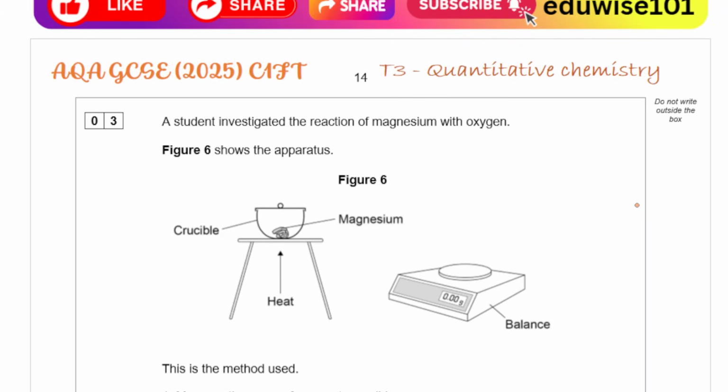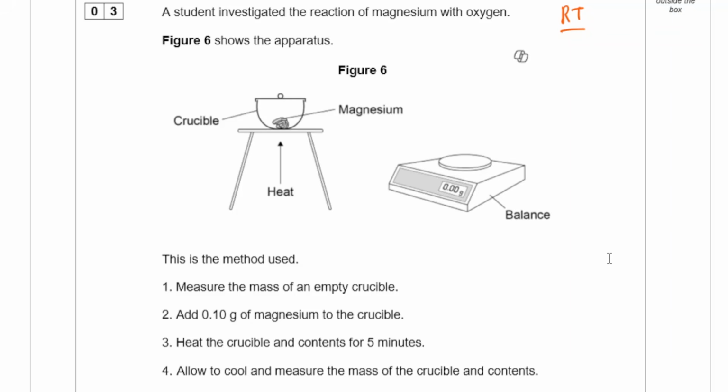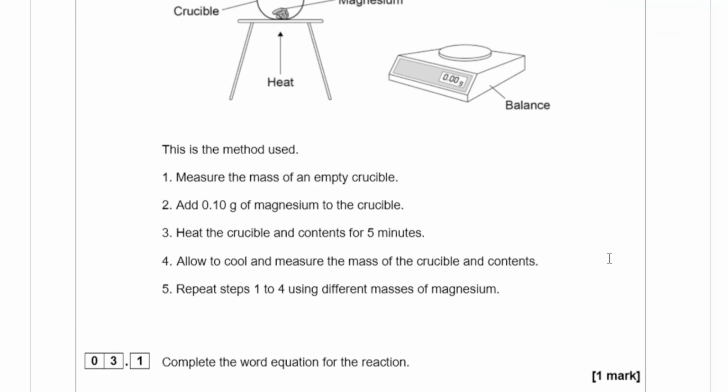Question number 3 is on the topic of quantitative chemistry. A student investigated the reaction of magnesium with oxygen. Now this looks like a required practical to do with the law of conservation of mass. Figure 6 shows the apparatus. So you have magnesium inside a crucible which is being heated up and a balance. This is the method used.